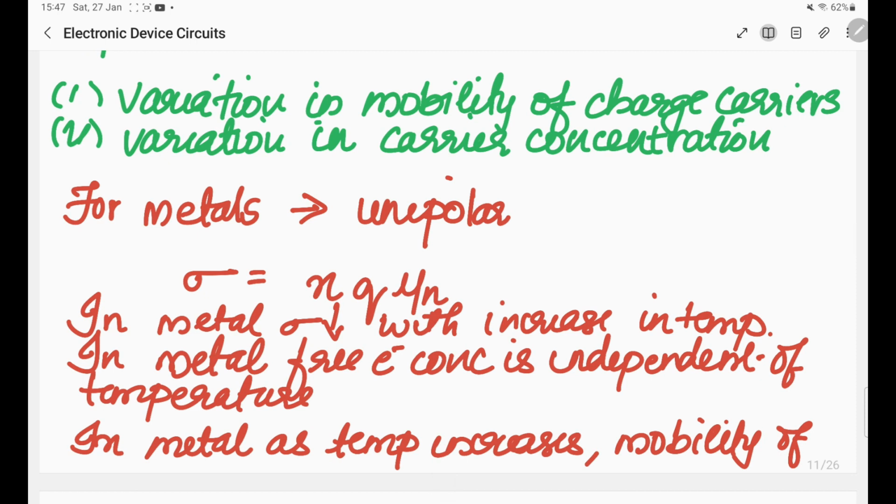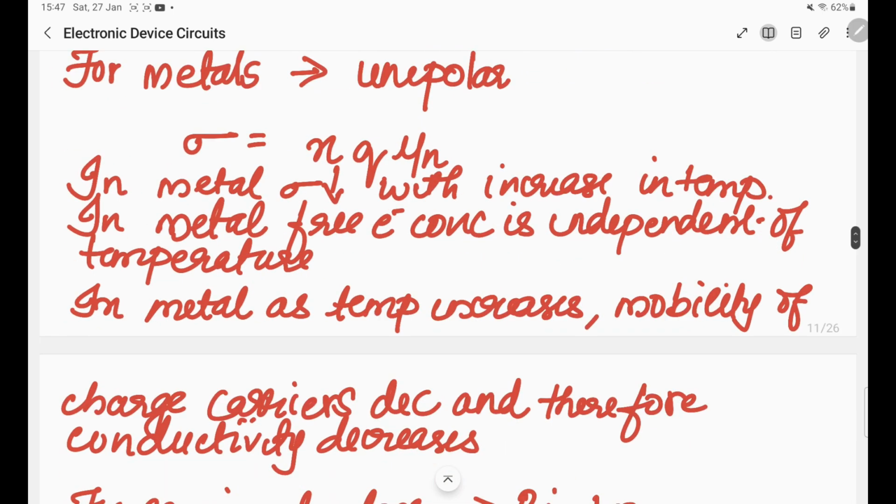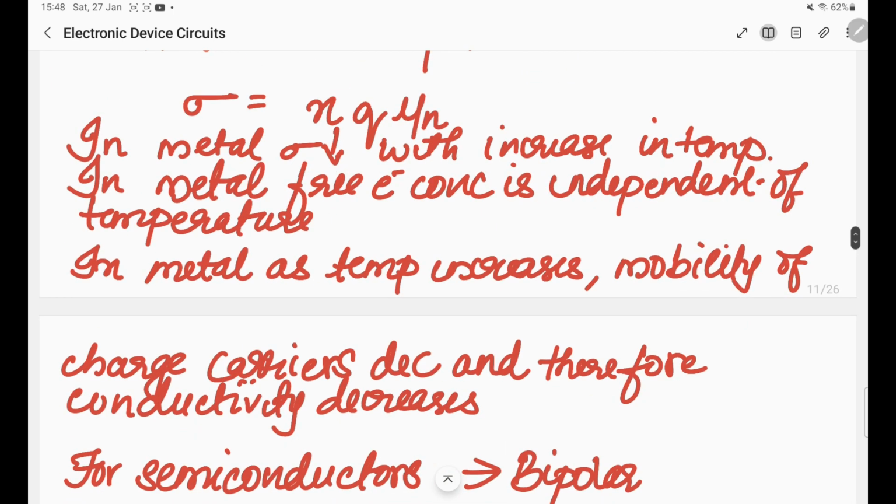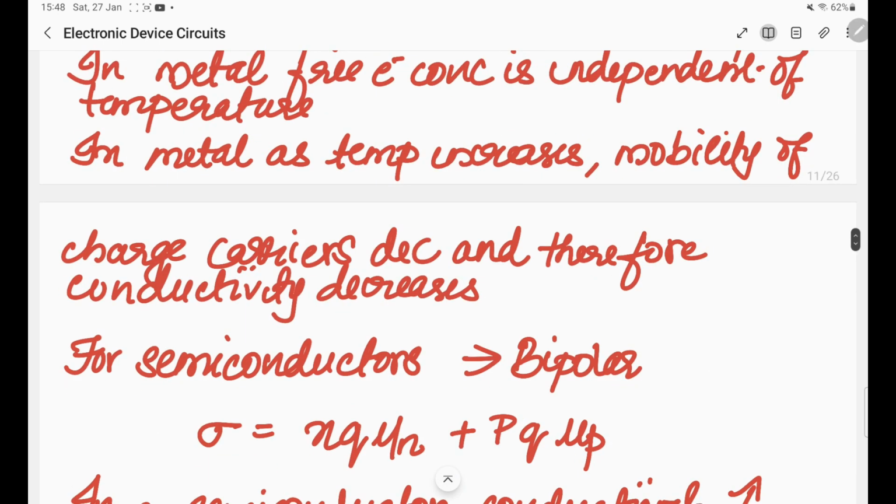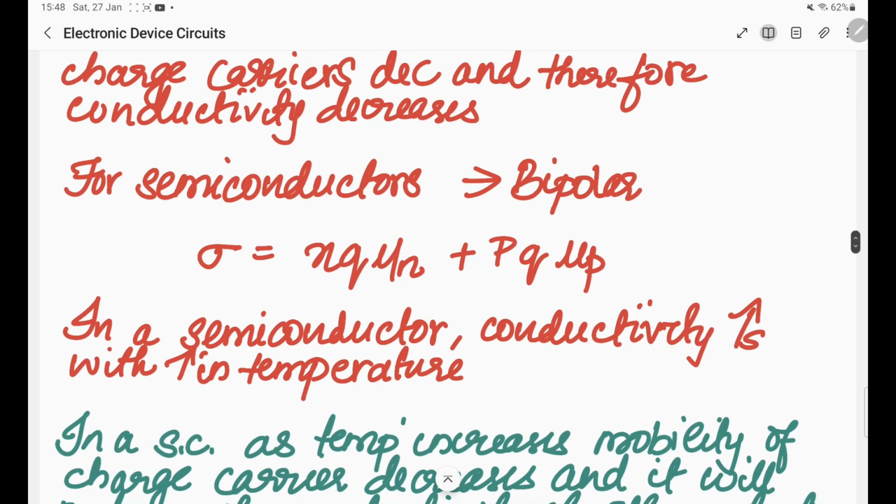So in metal, conductivity decreases with increase in temperature. In metal, the number of free electrons is independent of temperature. As temperature increases, the mobility of charge carriers decreases, and therefore conductivity decreases. So what happens actually when temperature increases? The mobility of charge carriers decreases, and because of that, conductivity decreases.